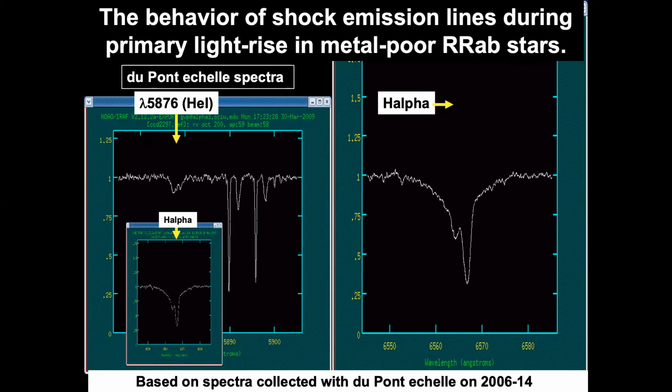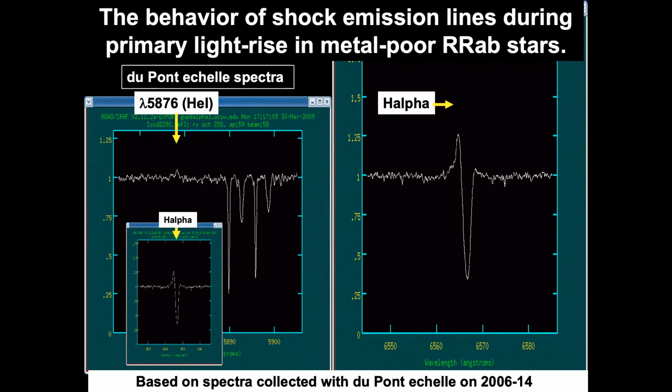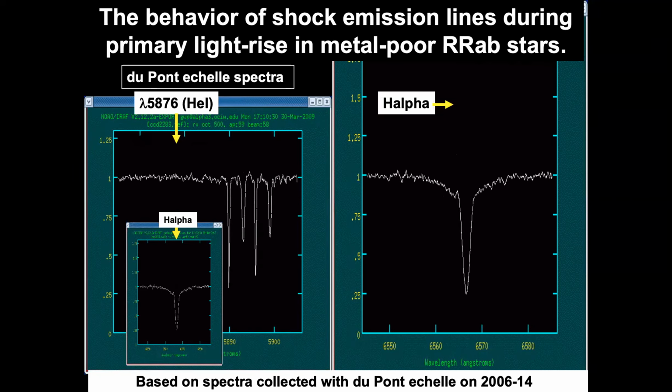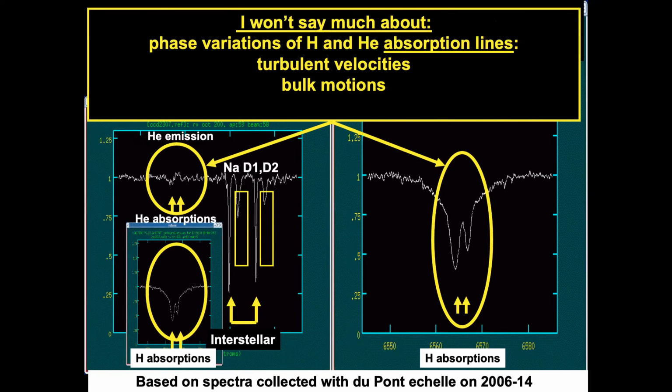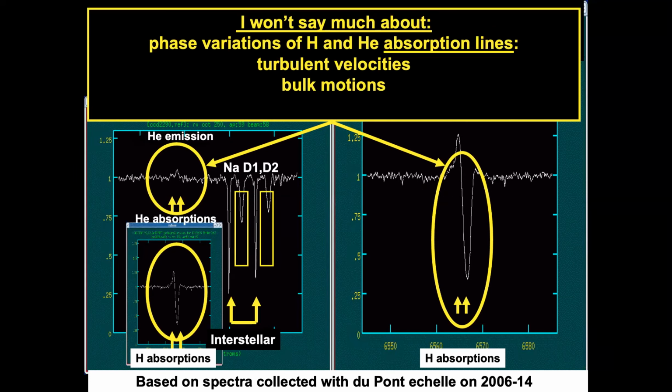Well, I really expected that my talk shouldn't last longer than the thing I'm talking about, which is the emission lines that occur during rising light in metal-poor RR Lyrae stars. So that's what I'm going to talk about. What I won't talk about much is the hydrogen and helium absorption lines and their strengths and their comings and goings with phase, and the turbulent velocities and bulk motions that are derived therefrom. I should note that these are all based on spectra taken with the du Pont and Shell in the years 2006 through 2014.